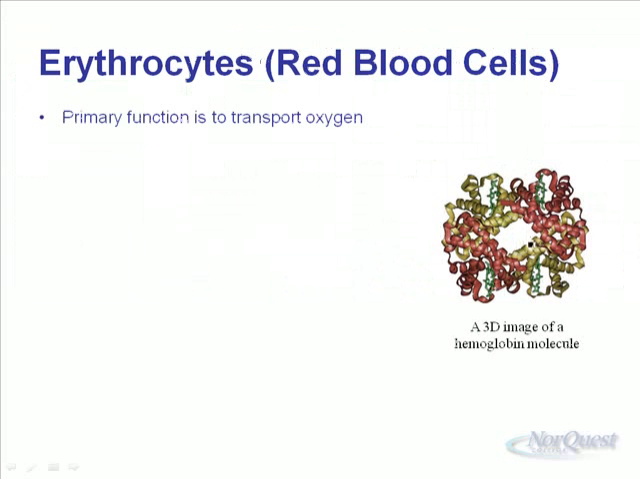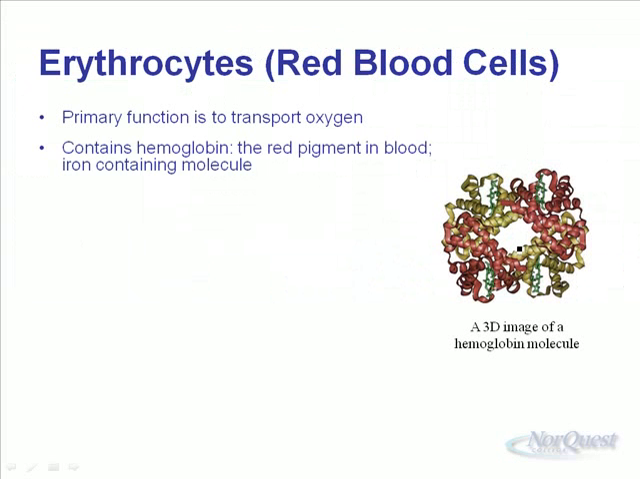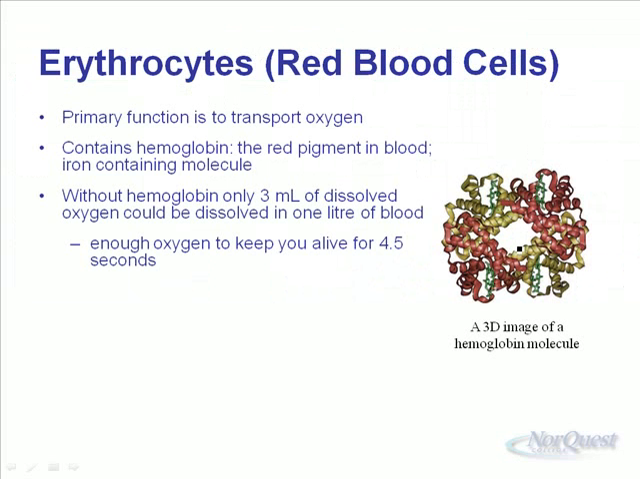So for red blood cells, their primary function is to transport oxygen. They are the cells that contain hemoglobin. That red pigment in blood is from the iron that's present in hemoglobin, and hemoglobin is a protein. Without hemoglobin, only about 3 milliliters of oxygen could be dissolved in 1 liter of blood. So in the 5 liters of blood that travel throughout our body, we'd get about 15 milliliters of oxygen, and that would be enough to keep us alive for about 4.5 seconds, which isn't very long.